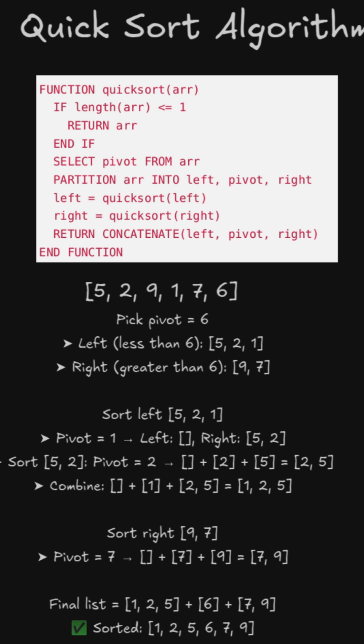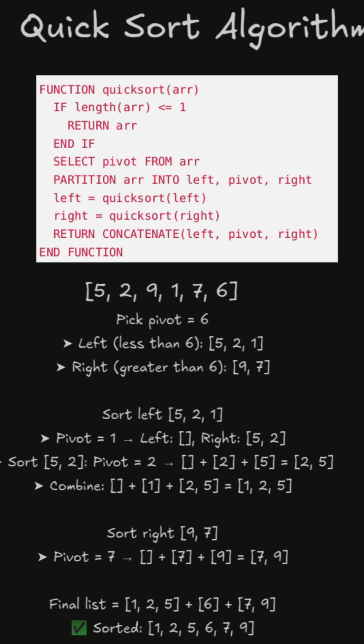Okay, so we've split it, but they're still not sorted. Not yet. This is where the recursion kicks in. Quicksort now essentially calls itself on those 2 smaller lists. It says, okay, quicksort, now sort 5, 2, 1 for me. And sort 9, 7 as well. And sort 9, 7. It repeats the exact same process: pick a pivot, partition on their smaller lists.